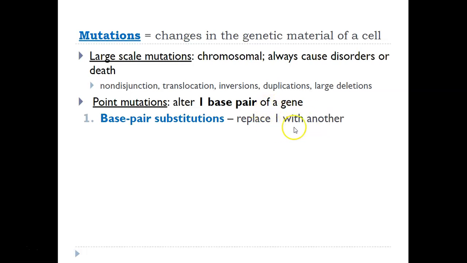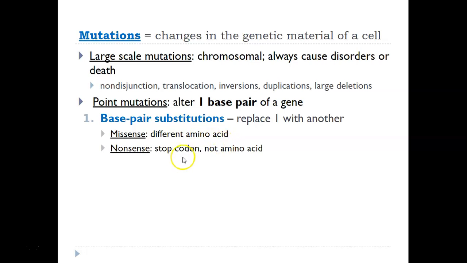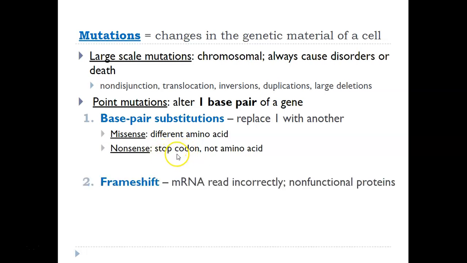So there can be a substitution. So you replace one letter for another. And as a result, that could potentially mean that now you're swapping out one amino acid for another. That's called a missense mutation. You've misspelled it, so now you have a different amino acid. It could be a nonsense, which means you've accidentally changed the letter, so now the codon codes for a stop codon instead of a needed amino acid. So that halts production of that protein.